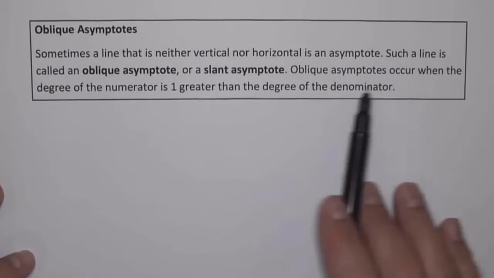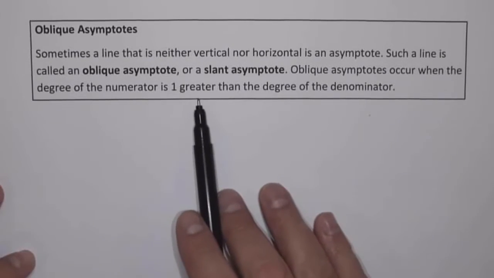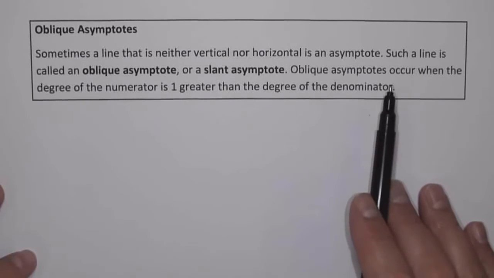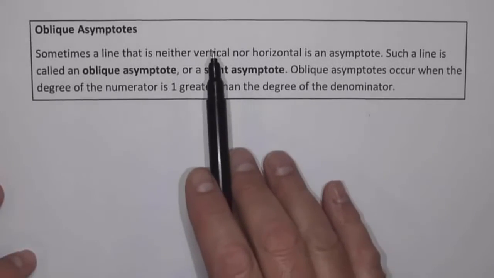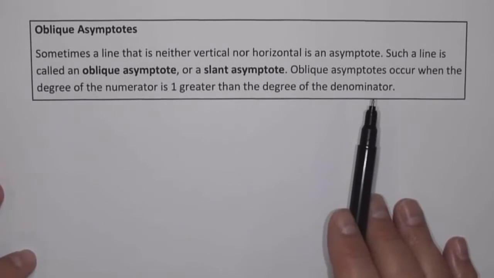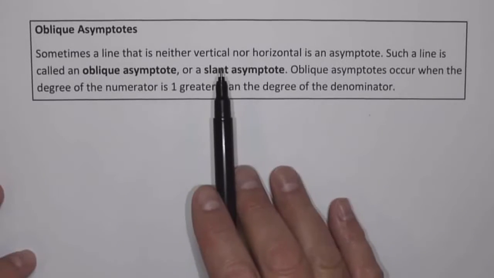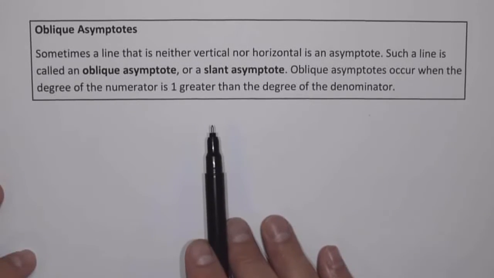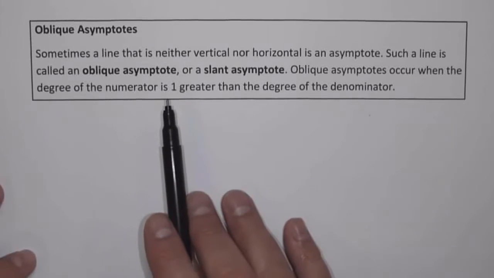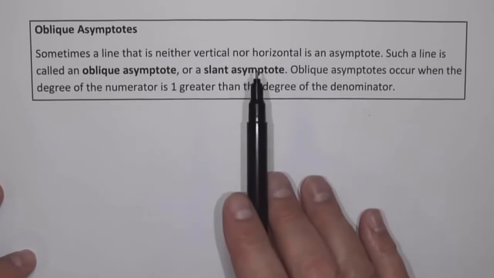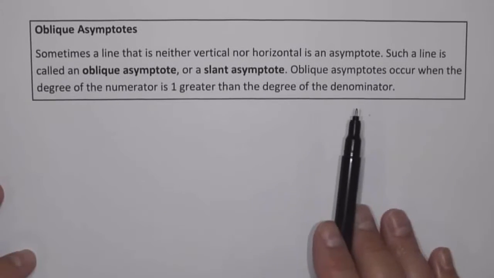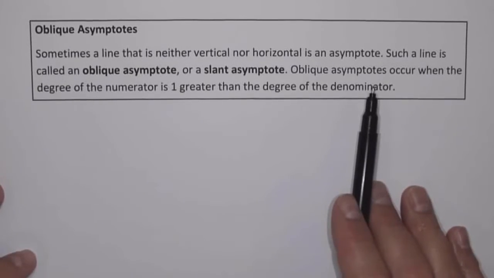Oblique asymptotes occur when the degree of the numerator is 1 greater than the degree of the denominator. So previously we've seen that if the degree of the numerator and the denominator are the same, we'll have a horizontal asymptote. If the degree of the numerator is smaller than the degree of the denominator, we'll have a horizontal asymptote. So if the degree of the numerator is larger than the degree of the denominator, we will not have a horizontal asymptote, but we may have an oblique asymptote.